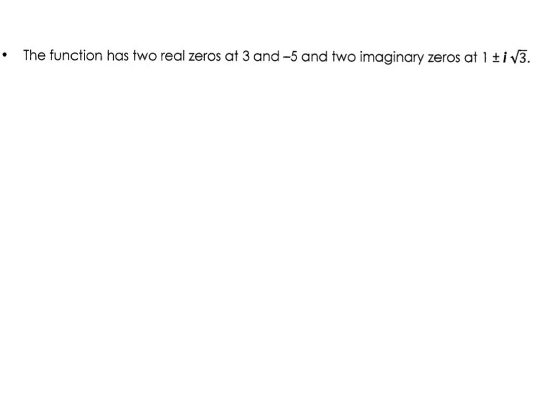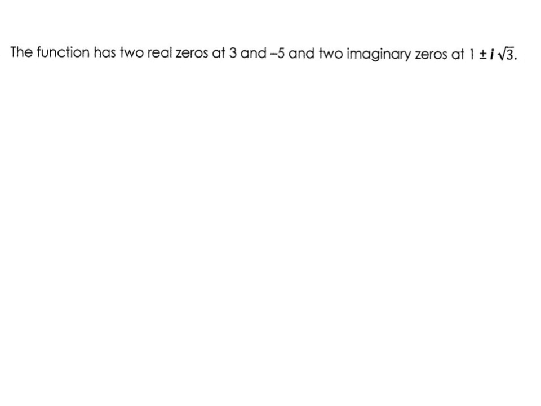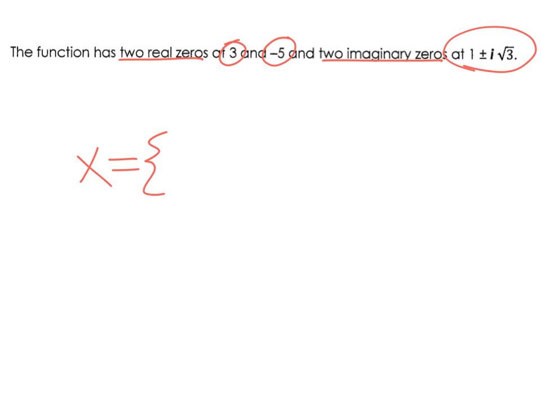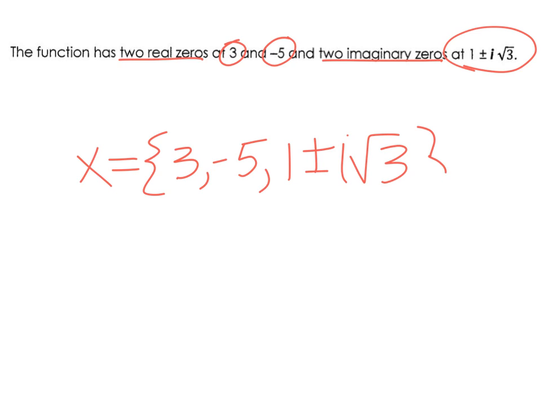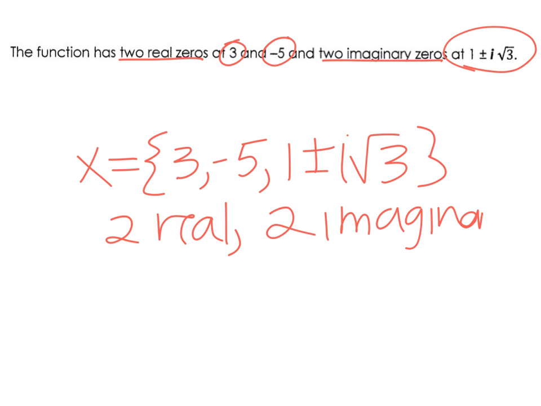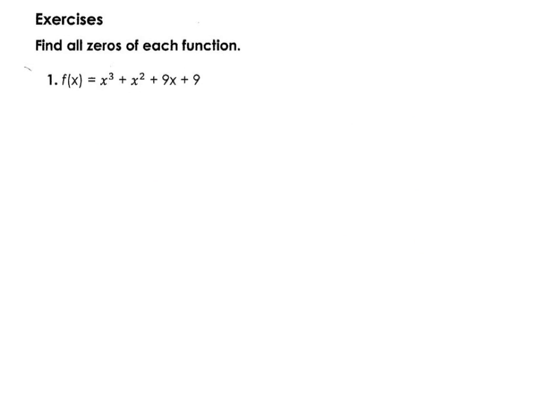All right, therefore, we have concluded that the function has two real zeros at 3 and -5, and two imaginary zeros at 1 plus or minus i rad 3. So we write our solution as a solution set: 3, -5, and 1 plus or minus i rad 3. Two real and two imaginary. And you're done. All right, so let's do another example together.